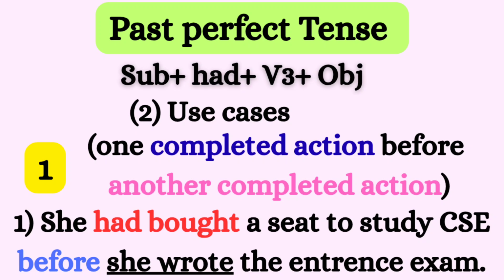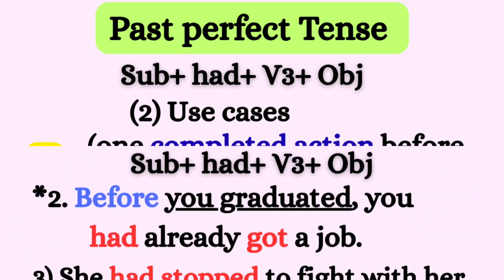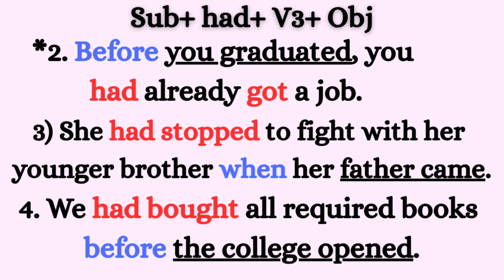We will see some more examples to understand the concept clearly. Examples always help us to understand any concept. That's why I try to make at least 5 to 6 examples for every concept. Another 3 examples.